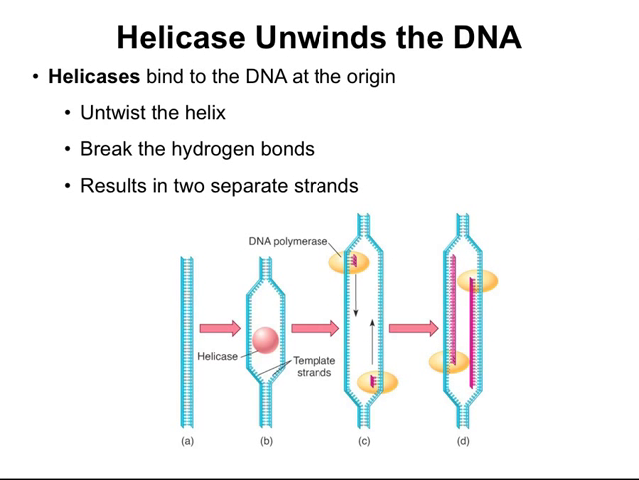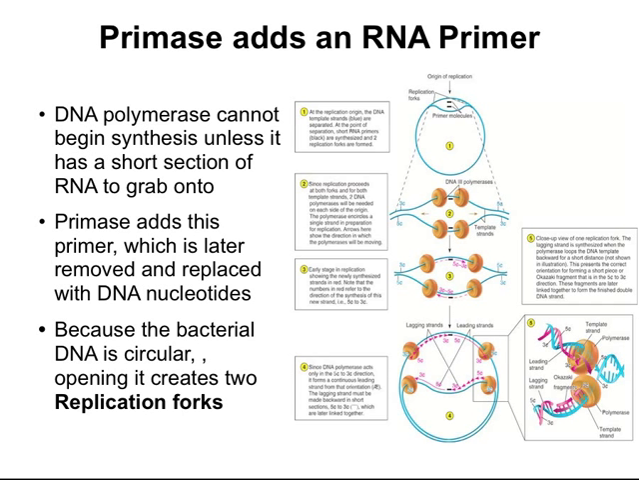Helicase is the enzyme that's going to bind to the DNA at the origin of replication. Helicase's role is to break the hydrogen bonds between all of those A's and T's and separate the strands. Now, once helicase has done that, there are single-stranded binding proteins that hold the replication fork open at the origin of replication. Before anything can happen, we have to have a primer.